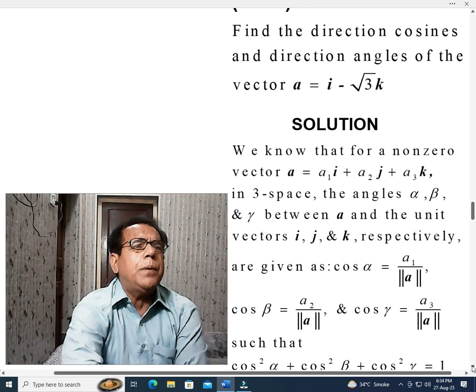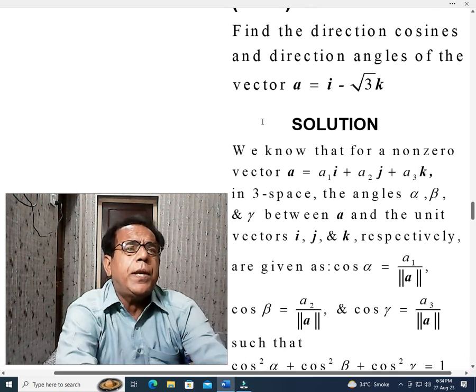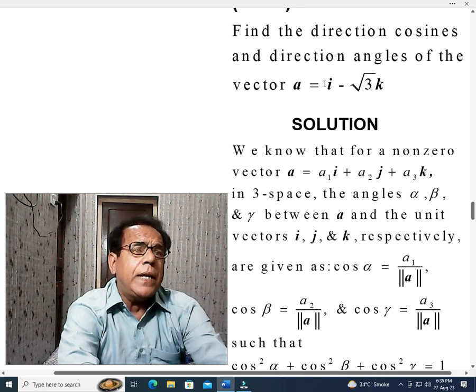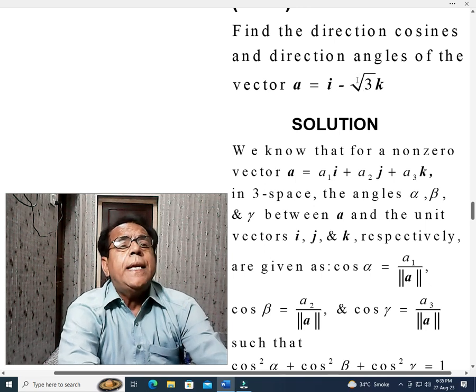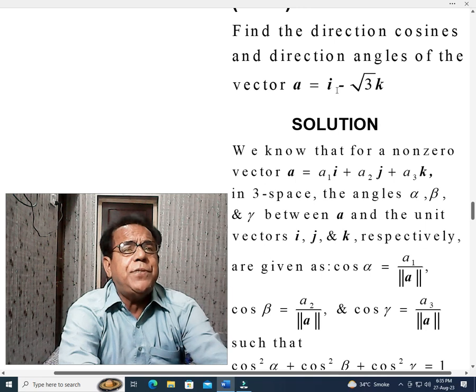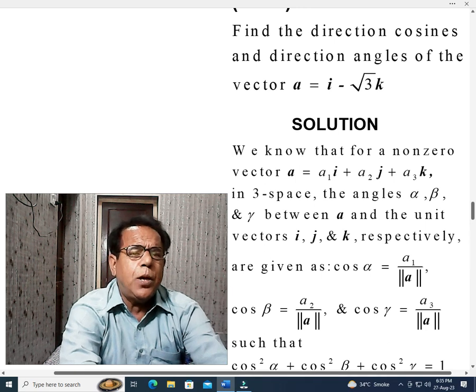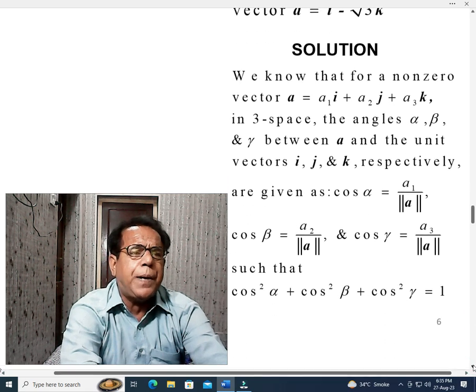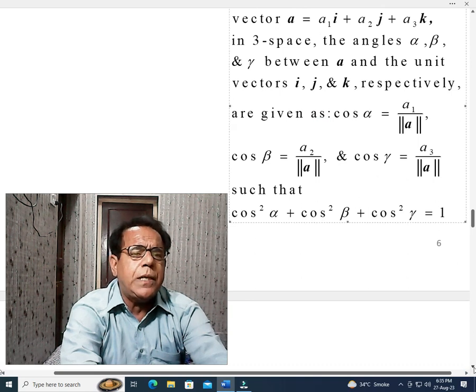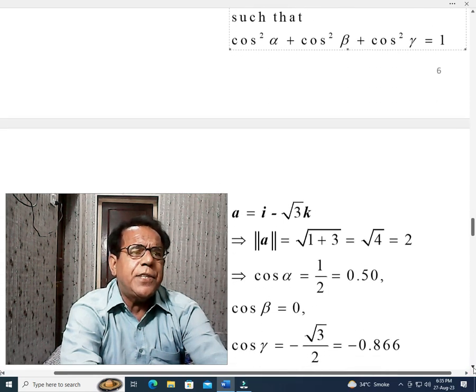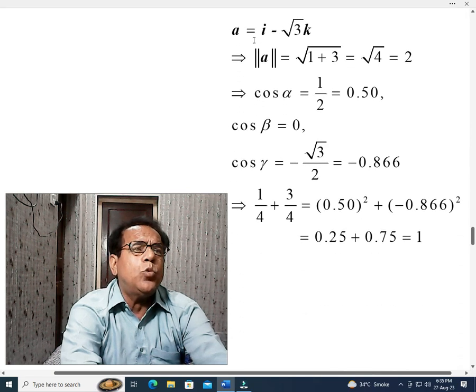Okay. Next problem, a equal to i minus root 3 k. Here it means a1 is equal to 1, a2 is equal to 0, and a3 is equal to minus root 3. It means for beta we have 0 value, so cos beta will be equal to 0. This portion we skip, because we have discussed this part in the first problem. Now a is equal to this, so magnitude of a becomes equal to the root of 1 plus 3, because the square of root 3 will be equal to 3, that is root 4 equal to 2.